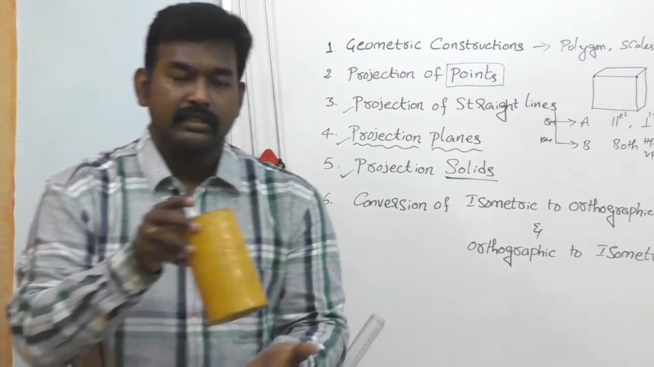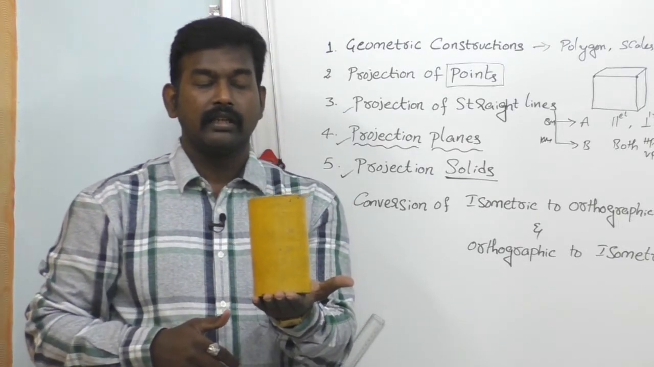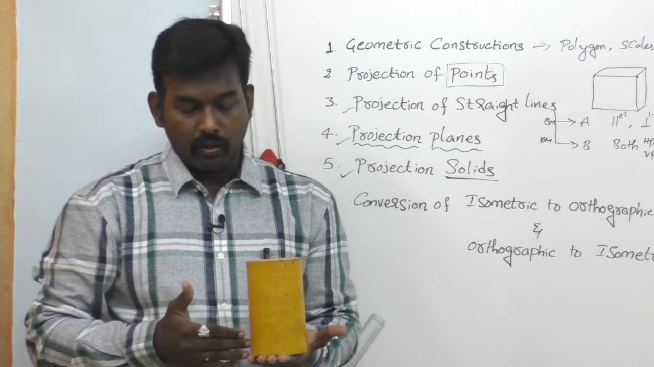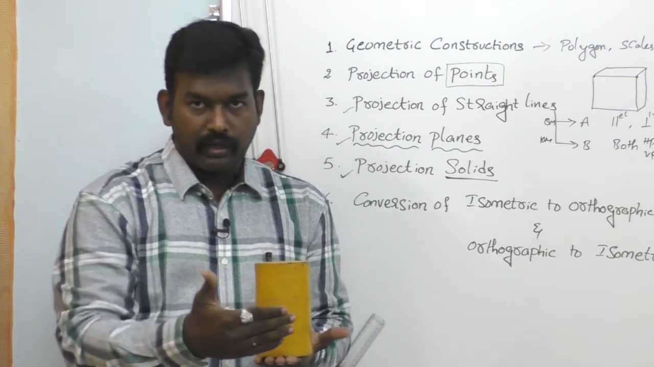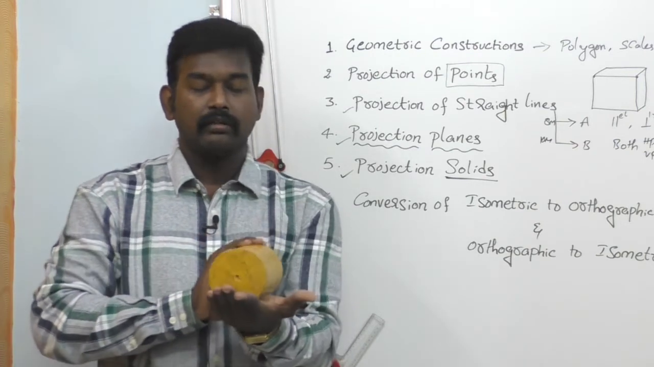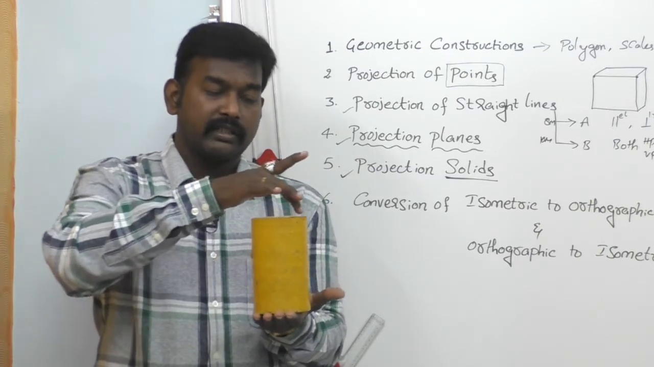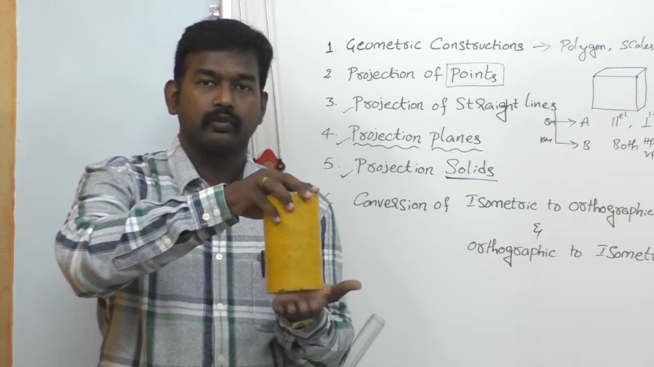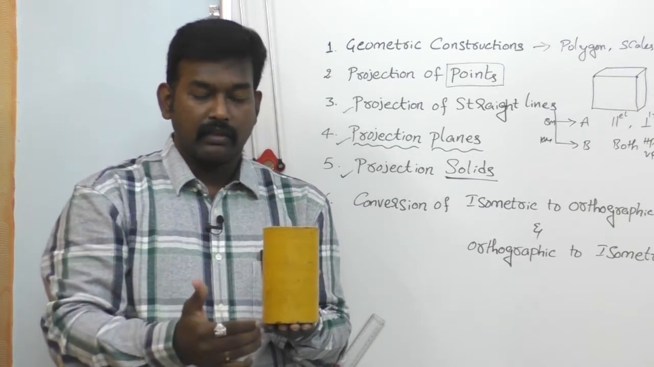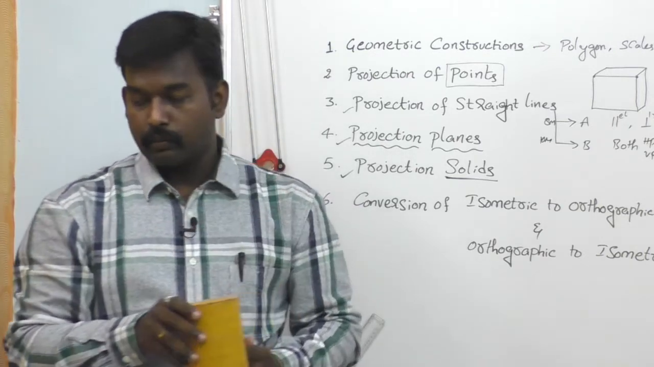And next one is the cylinder. The cylinder has a rectangular face in front view and circular in another view. The cylinder also has two bases. One is a circular face, face 1 or base, and another one is the rectangular portion.